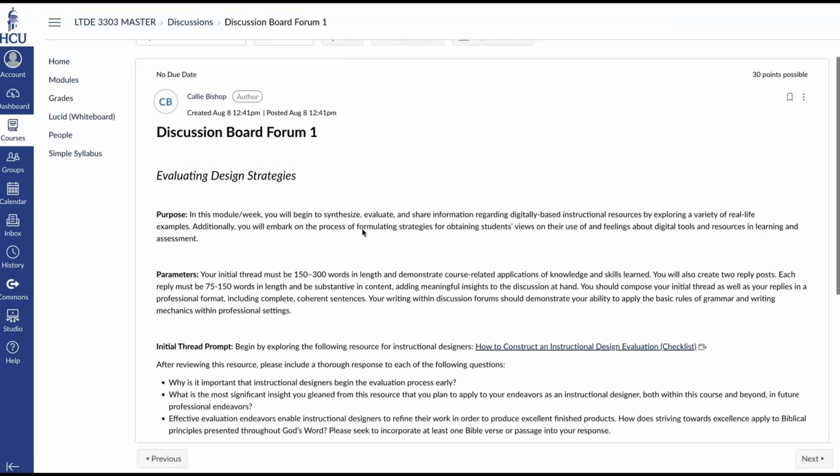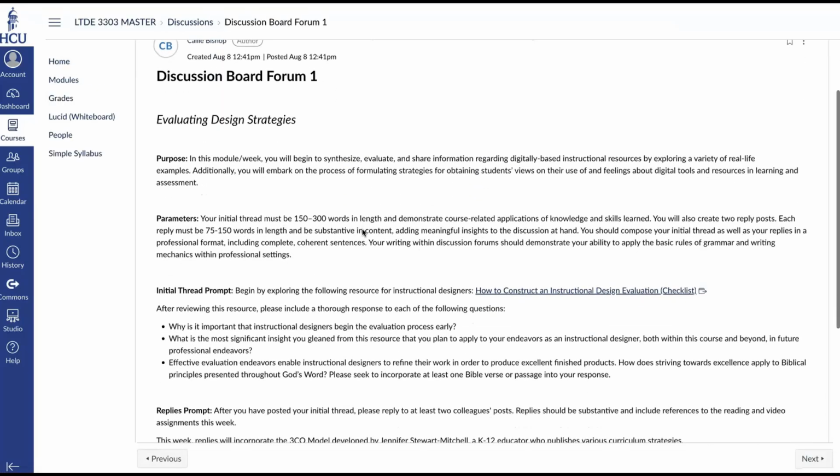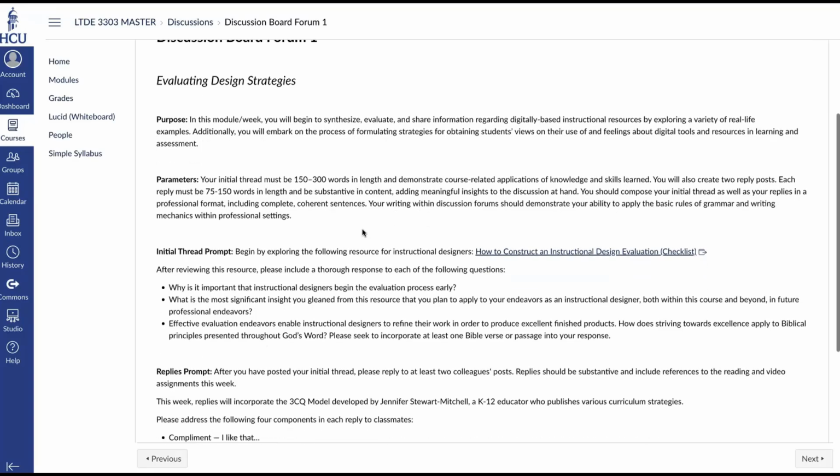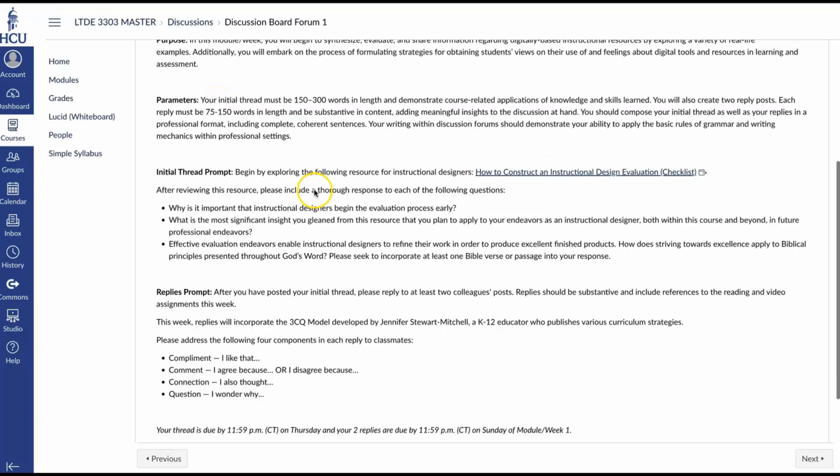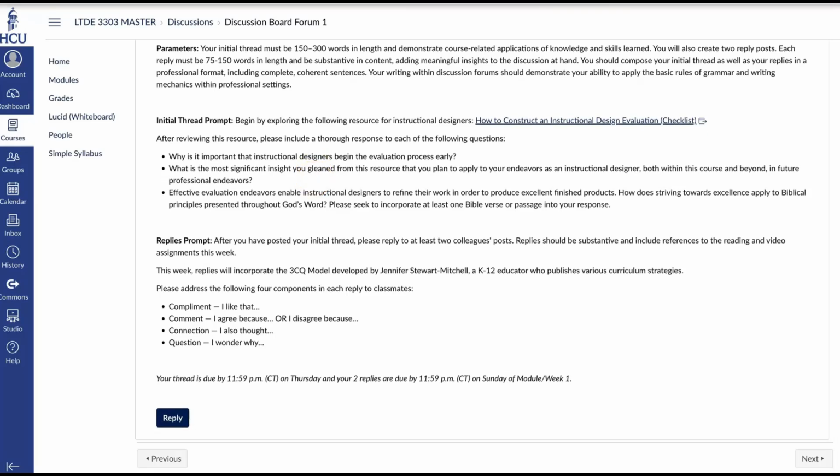And then you will want to engage in Discussion Board Forum 1, which is entitled Evaluating Design Strategies. You see the purpose here, which we have already overviewed for this particular module. Your initial thread should be between 150 to 300 words in length, and it should demonstrate course-related applications of the knowledge and skills that you have learned as you've explored the course resources for this particular week. You will also reply to 2 classmates, and each reply must be between 75 and 150 words in length.